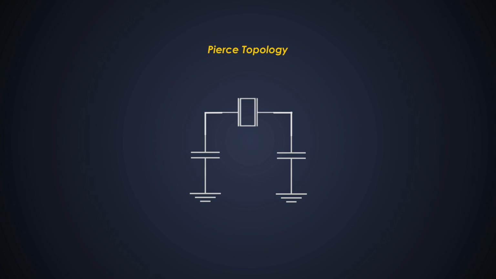Crystals have internal parasitic capacitance due to their construction and mounting. These parasitic capacitances can impact the crystal's oscillation frequency, but if we use load capacitors, they counterbalance the parasitic capacitance to give proper oscillations. Now we'll see some parameters of the crystal oscillators.